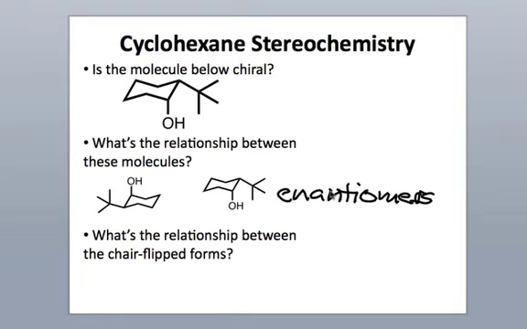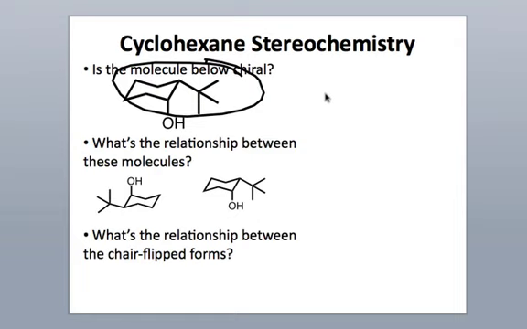Now, it's a legitimate question to ask, what's the relationship between the chair flipped forms of these molecules? And that's an interesting question, because in thinking about the conformational dynamics, we might ask, do the two conformations behave differently? Would we expect them to behave differently from each other? So let's take this starting molecule here and just chair flip it. If we do that, the result is a compound that looks like this.